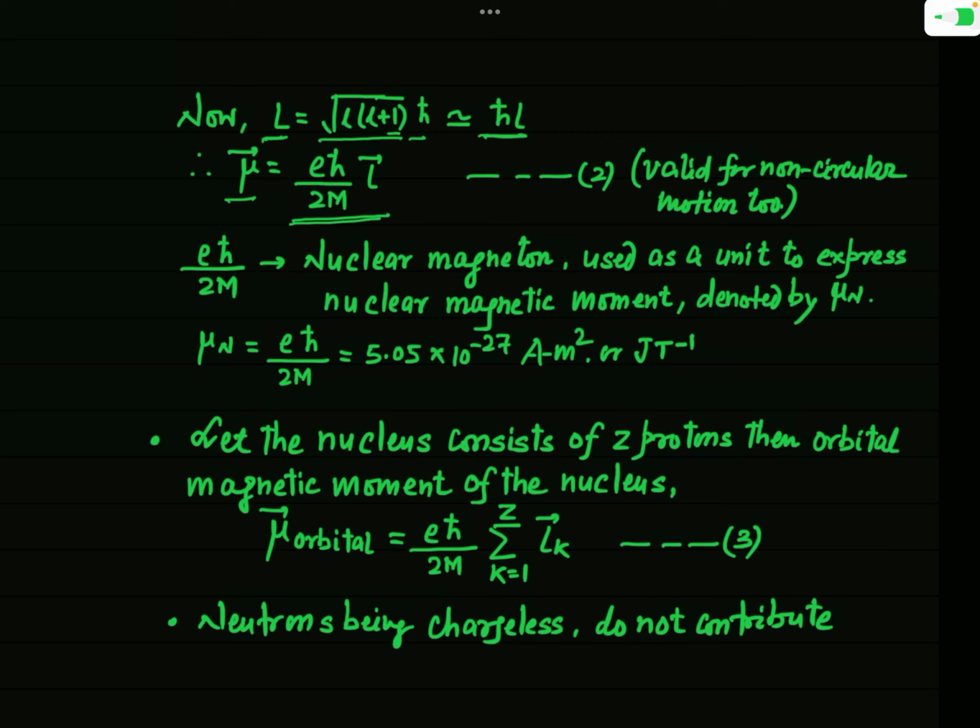So this is just a general result, you can say. Now you can see E h bar over 2m. This is a constant factor. And this E h bar over 2m is known as nuclear magneton. And this nuclear magneton is used just as a unit, natural unit, to measure the nuclear magnetic moment. So if you want to write the value of nuclear magnetic moment, you may use this E h bar by 2m as unit, and this is denoted by the symbol mu n.